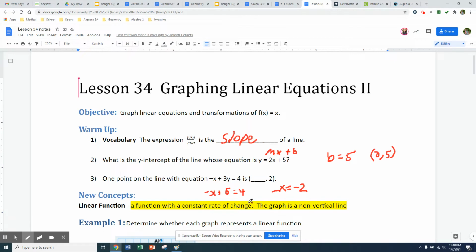In part 3, we have an equation where we know one point of an ordered pair. So we know the y coordinate. We could put 2 in for y, which gives us 6. And then do a little algebra. We'll get negative x equals negative 2. Divide both sides by negative 1, which is going to give us 2. So 2 is our missing coordinate.